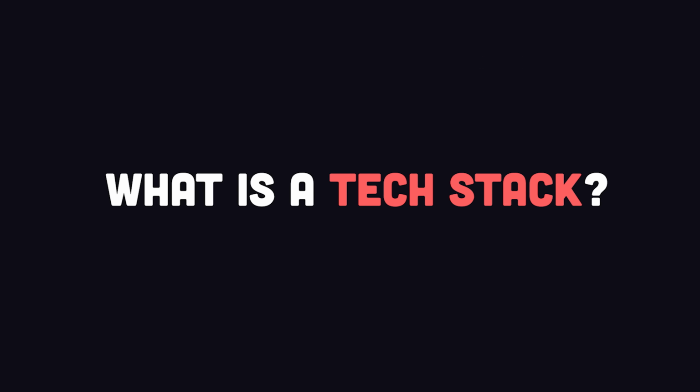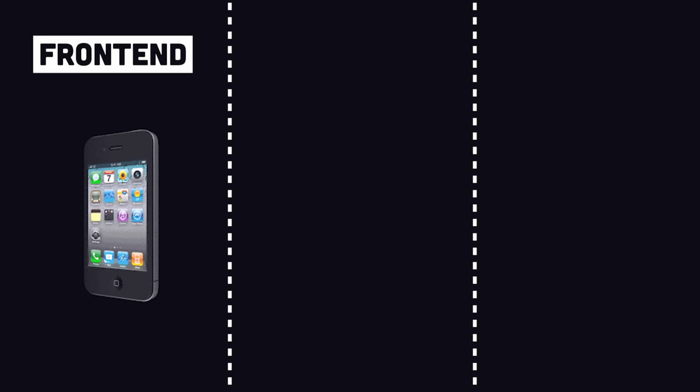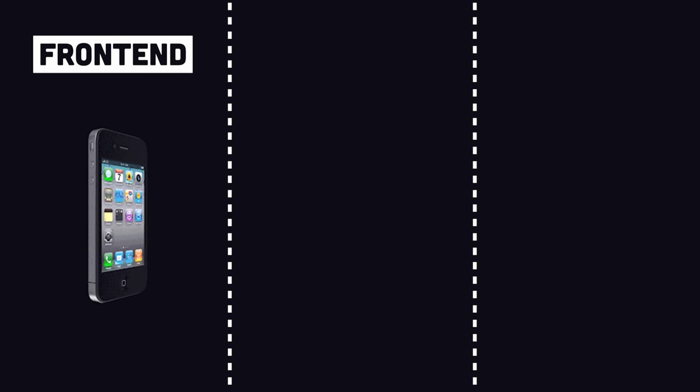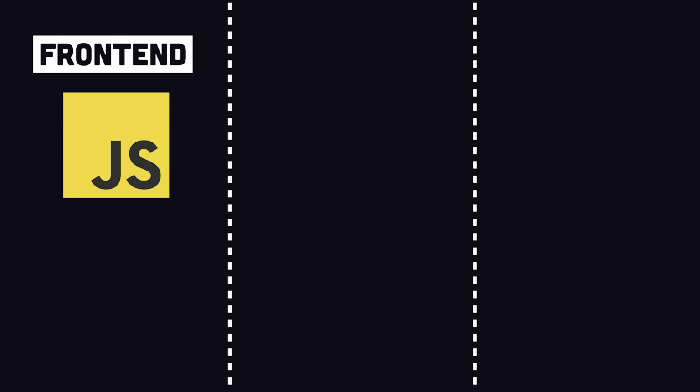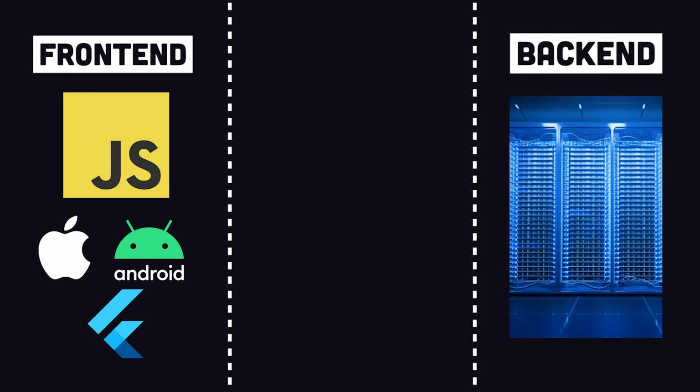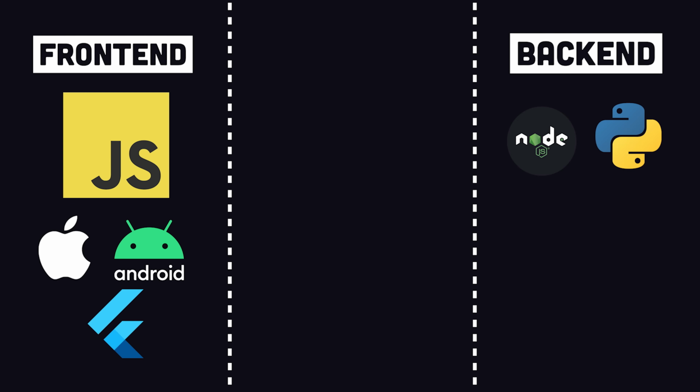That begs the question, what is a tech stack exactly? There's no official definition, but I would break it down into three parts. First, you have the front-end layer, which includes the tools required to build a user interface for the end user. On the web, that likely means a JavaScript framework, or for mobile, it might be iOS, Android, or a cross-platform tool like Flutter. At the other end, we have the back-end layer, which includes a server-side runtime like Node.js or Python, along with a database to store user-generated data.